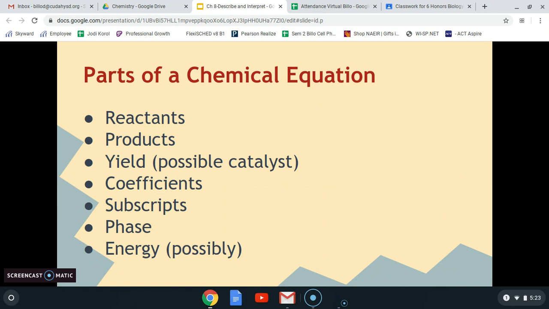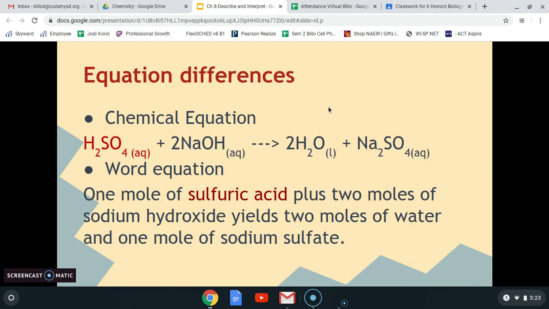Phase will become important later on as well. Generally speaking, your phases are going to either be solid, liquid, gas, or aqueous, meaning dissolved in water. Those are written after the chemical formula in a set of parentheses. And then there are a variety of different ways we can insert energy into an equation as well. So this is an example of one of those chemical equations.